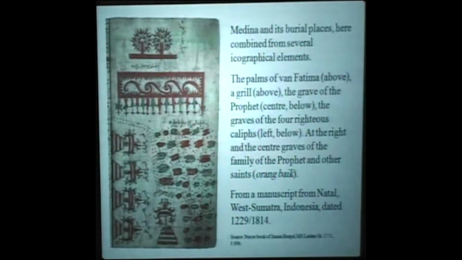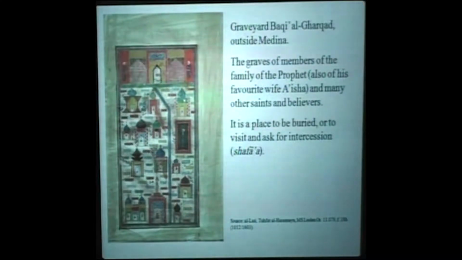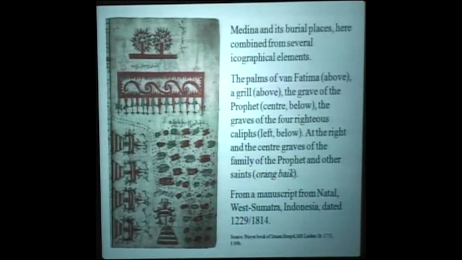And here again, from an entirely different style, in fact the same, if you look here at the Baqi al-Gharqad in a South Asian manuscript, also from West Sumatra in Indonesia, exactly the same thing. You see how many ways there are, because these are the graves. Here is written in Malay, the graves of the holy people, Orang Baik. But it is basically the same idea. So you can depict the same thing in many styles. And that is also one of the ideas that I will give you, so many ways to show one and the same thing.